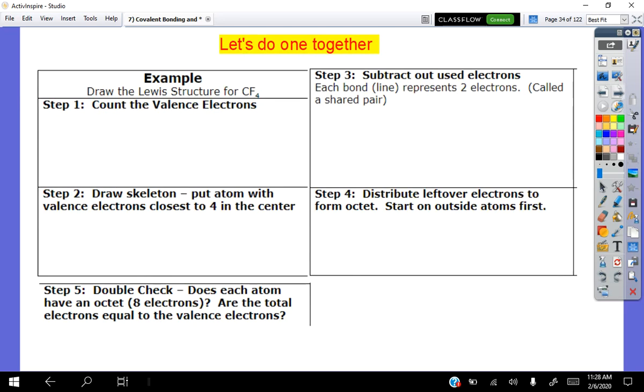In our next video, we're going to do a couple of practice problems, specifically with just how to draw Lewis structures. See you in the next one.